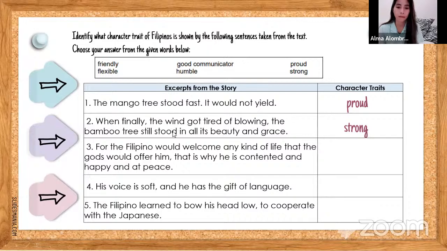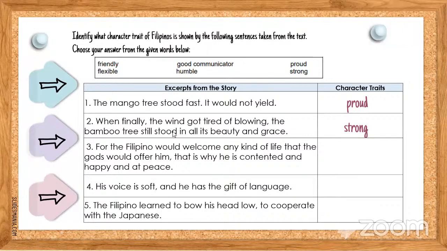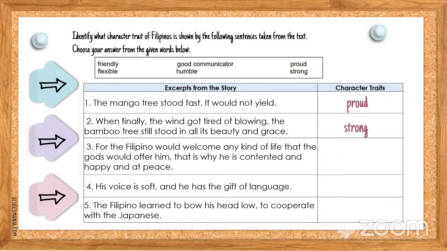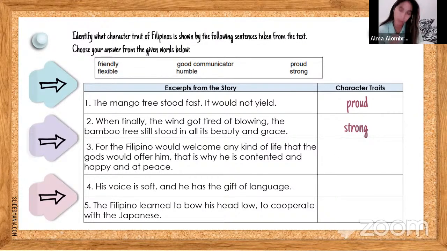Okay, number 3. For the Filipino would welcome any kind of life that the gods would offer him. That is why he is contented and happy and at peace. My answer is humble. Humble is something that you submit, being submissive. But this one we're talking about, there are a lot of problems, come what may, I am taking this. I'm going to just follow whatever the gods would offer me, and I would just be here contented, happy, and at peace. What would be the perfect answer for that?